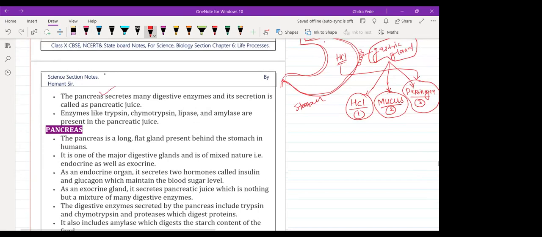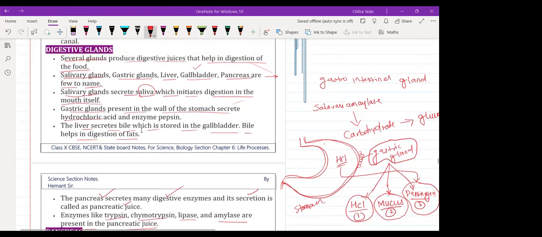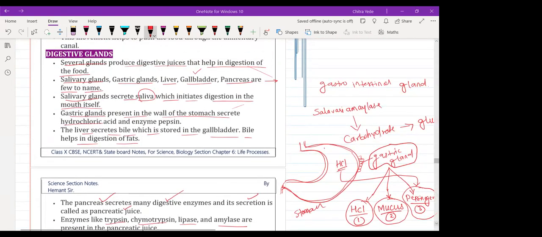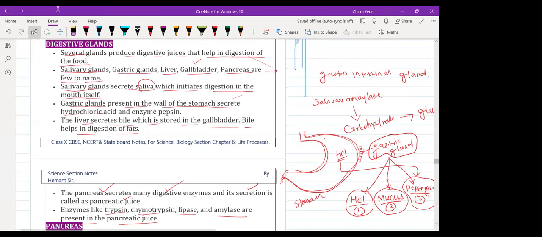Then the pancreas is present on the posterior part of the stomach. It secretes many digestive enzymes, and the secretion is called pancreatic juice. Why? Because it is secreted by the pancreas, right? Enzymes like trypsin, chymotrypsin, lipase, amylase are present in the pancreatic juice. I want you to repeat it once, then we will move further.